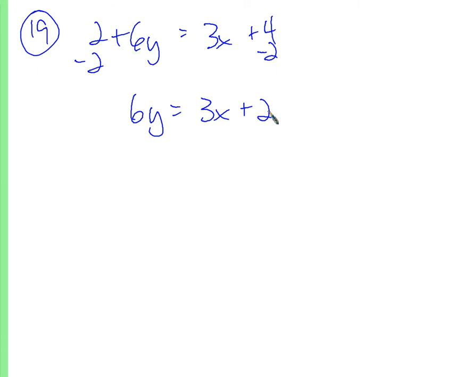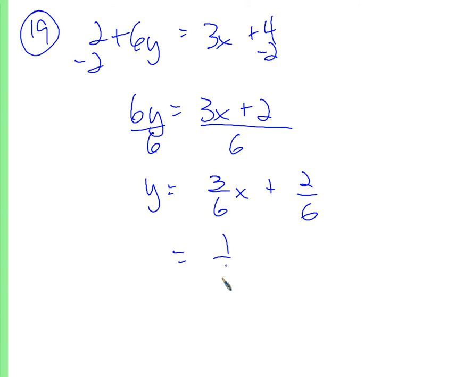Okay. All right. Now next. Divide by 6. The whole thing. All of it. Y equals 3x plus 2 over 6. Or 3 over 6 times x plus 2 over 6. Or 1 half x plus 1 third. If you're going to divide one side by something, you're going to divide everything on that side by whatever it is, by 6. Right?